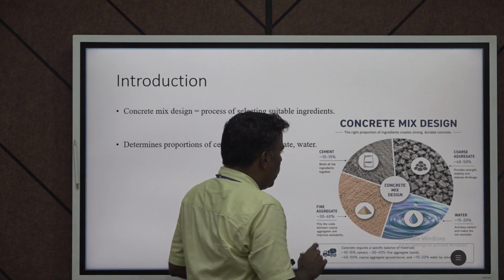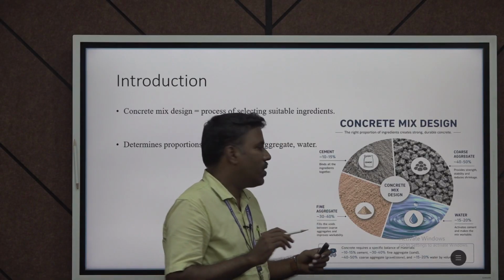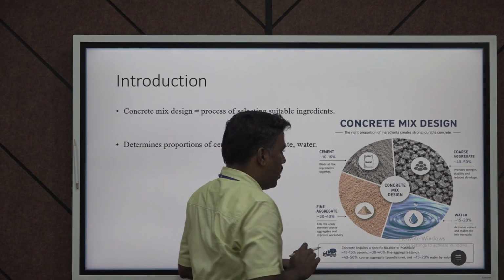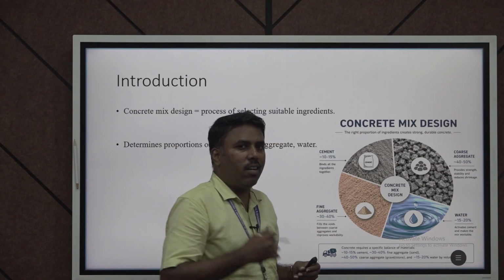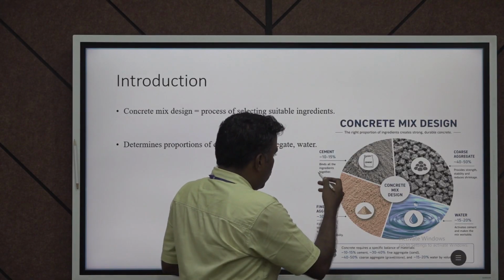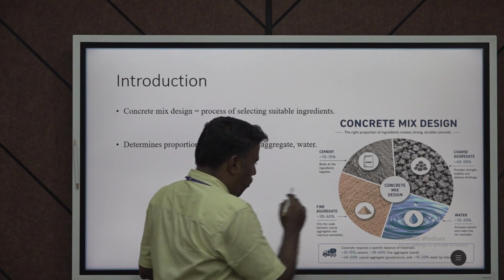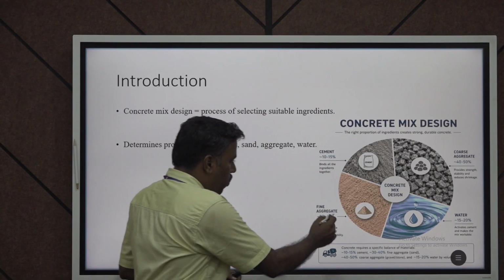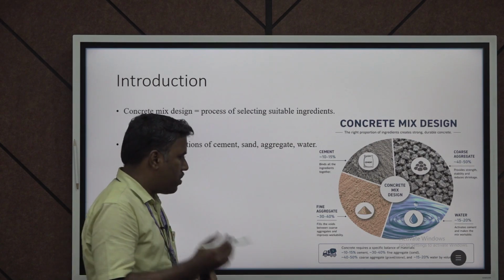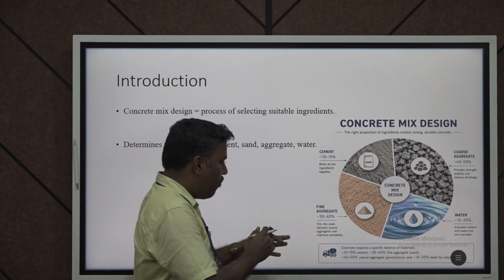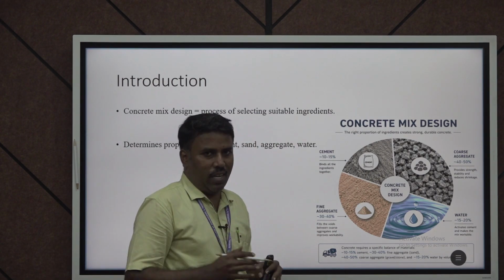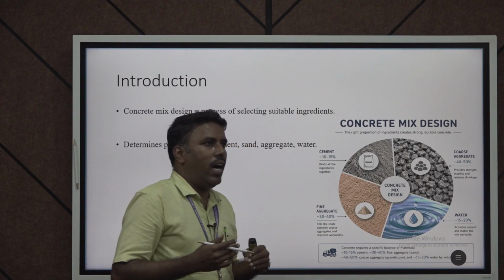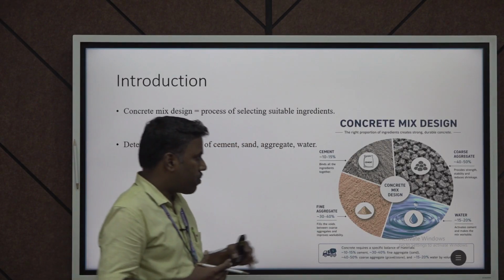First one is cement. Cement plays an important role. The volume of cement varies from 10 to 15%. It helps to bind all the ingredients together. Second one is fine aggregate. The volume of fine aggregates varies from 30 to 40%. The main purpose of using fine aggregate is filling the voids between coarse aggregates. So, it helps to make the concrete dense.